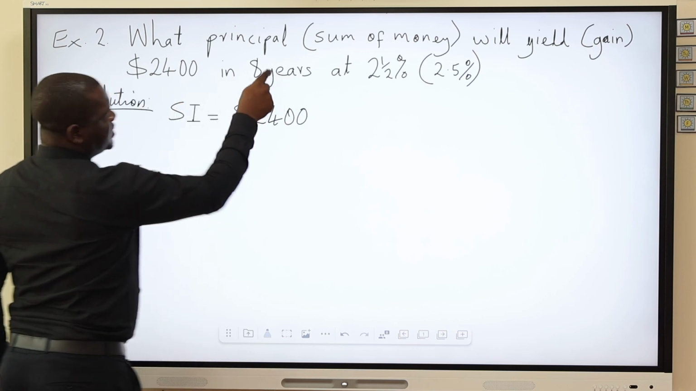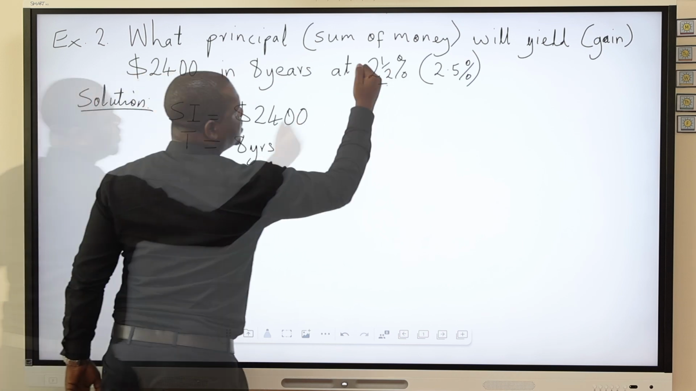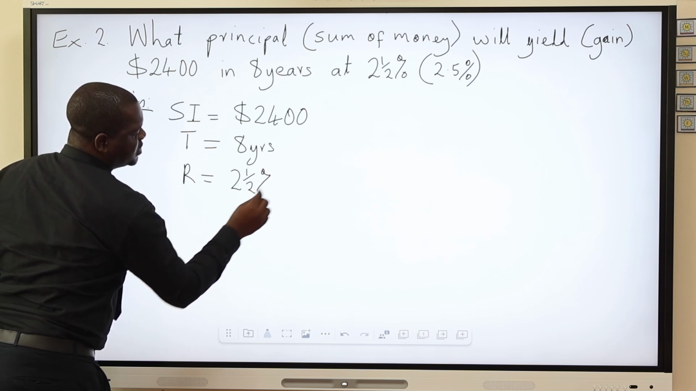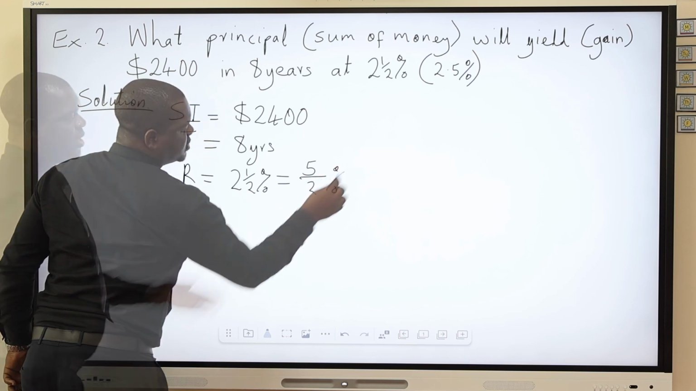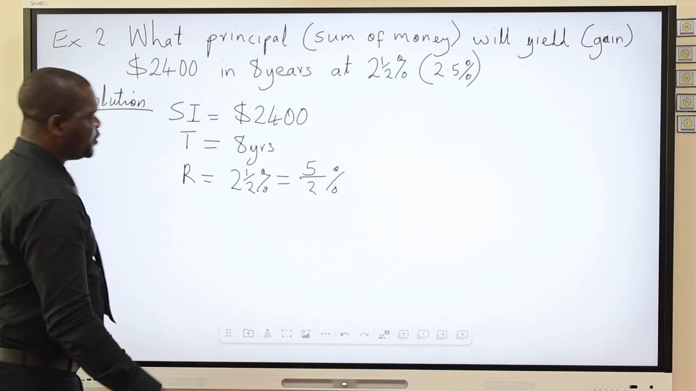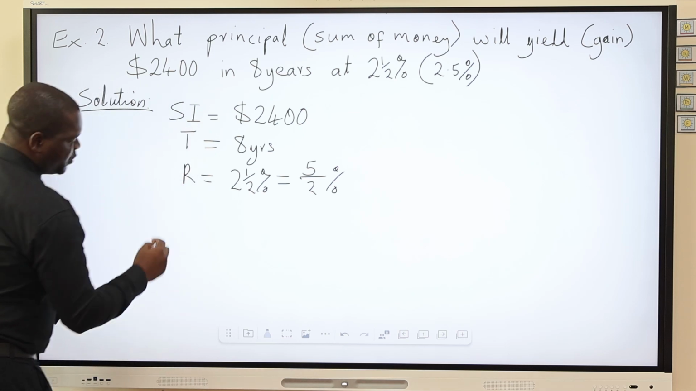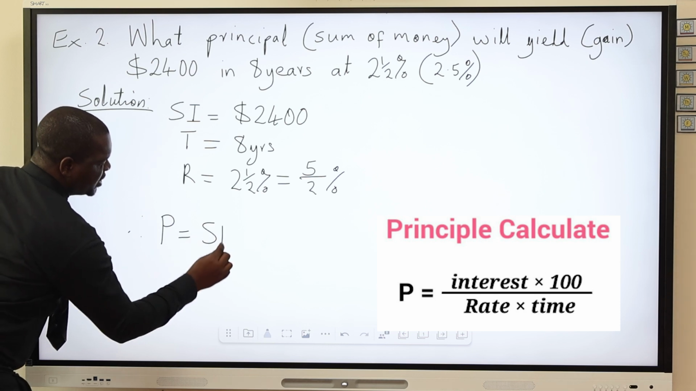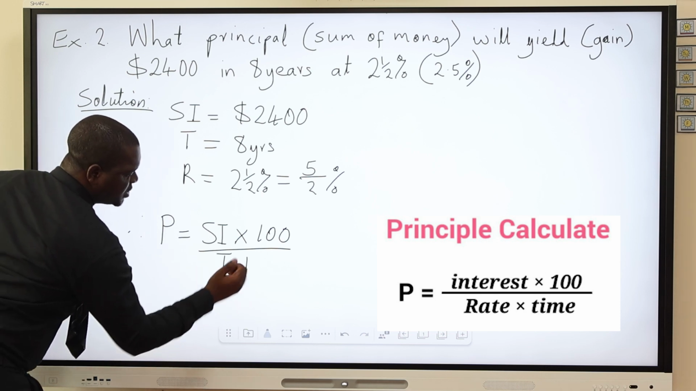$2,400. They've given us the time, which is 8 years, and they've given us the rate. The rate is here, which is 2.5%, which is the same as 5/2%. The reason why we convert this is to help us when we get into substituting, because when you have a mixed fraction, it will be difficult to simplify. So here we state the rule. The rule says principal is equal to simple interest times 100 divided by time times rate.